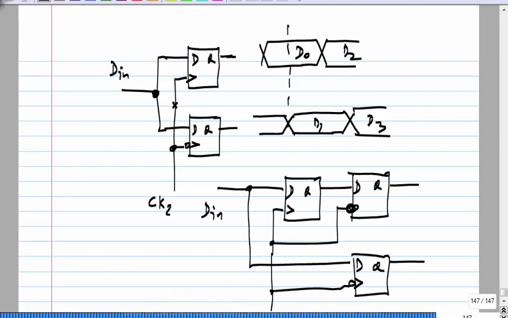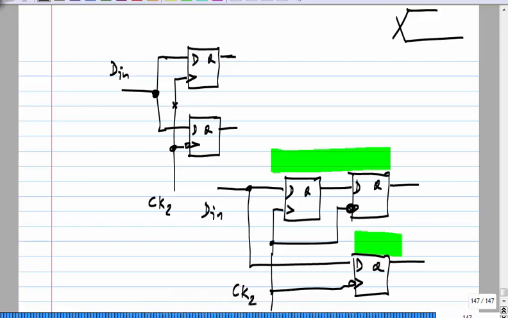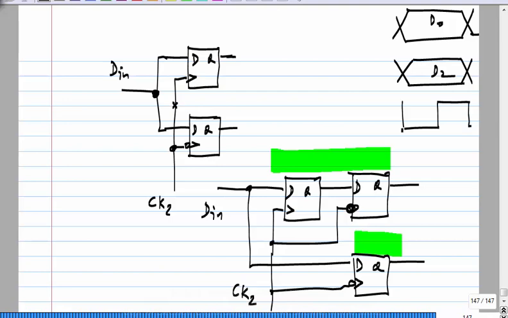And this is Din, and you can recognize that basically this has 3 latches and this has 2 latches, right. And in this particular case, we will have the outputs aligned with each other, D2, and then they are triggered by the falling edge of CK2, right. This is okay.